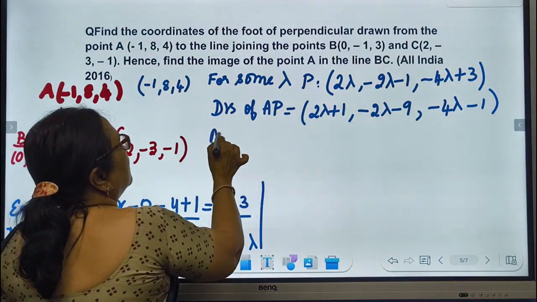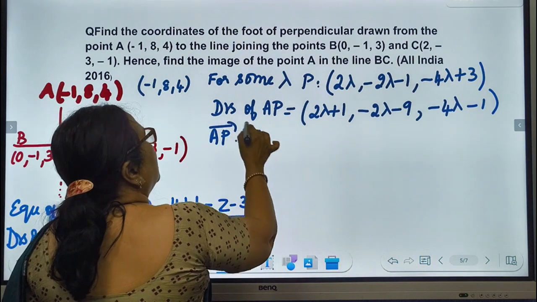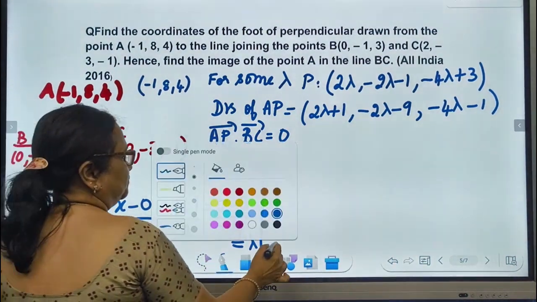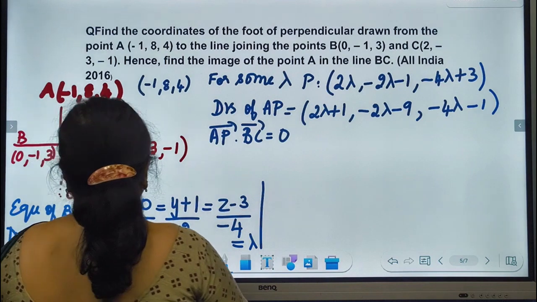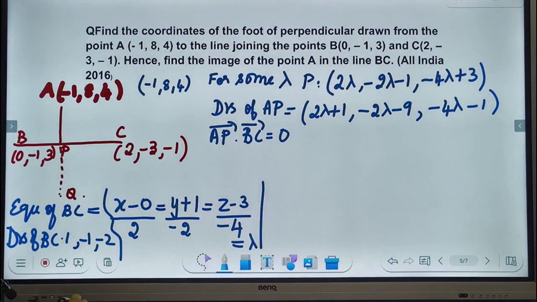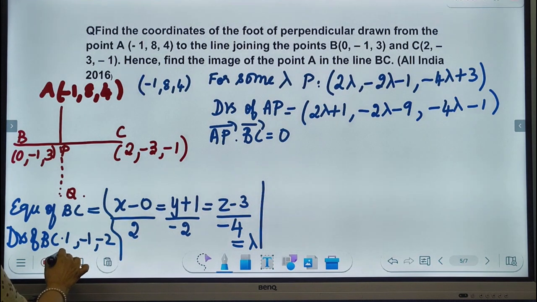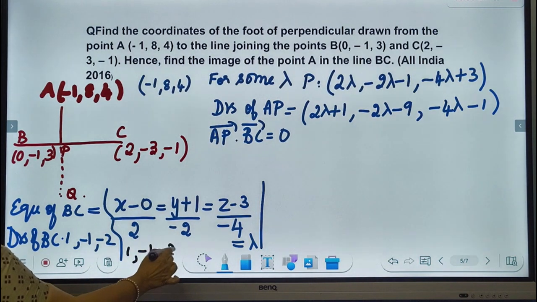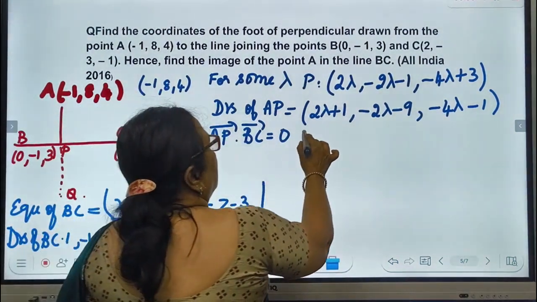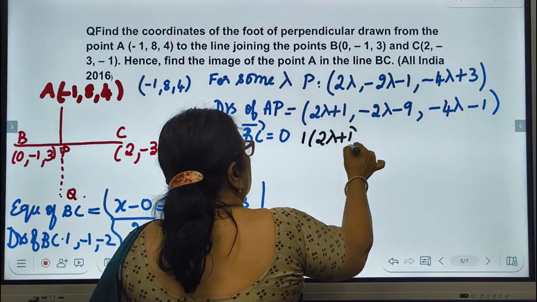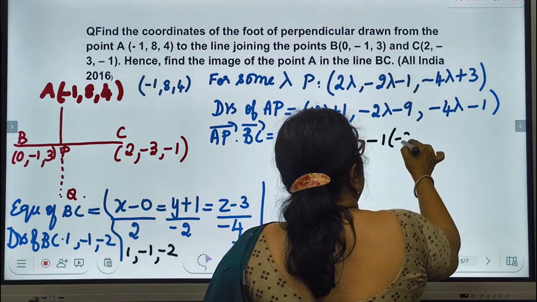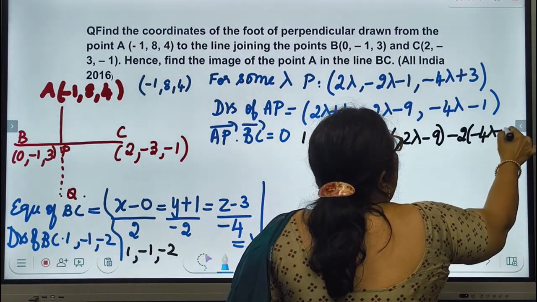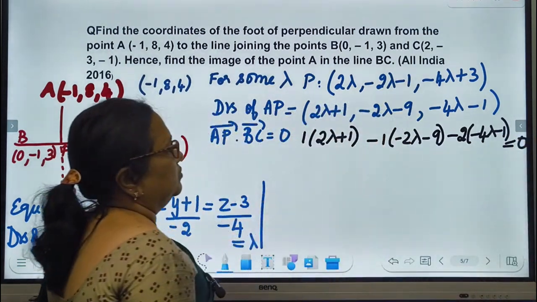Now AP vector dot BC vector equals 0. Therefore, the product of the DRs will be 0. I have already written the DRs of BC: 1 minus 1 minus 1, 1 minus 1 minus 2. So 1 into 2 lambda plus 1, then minus 1 into minus 2 lambda minus 9, minus 2 into minus 4 lambda minus 1 equal to 0.